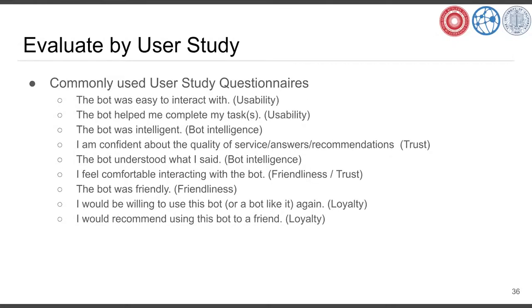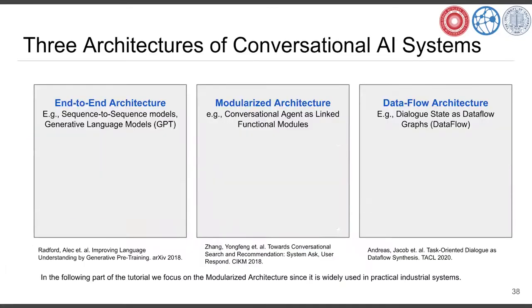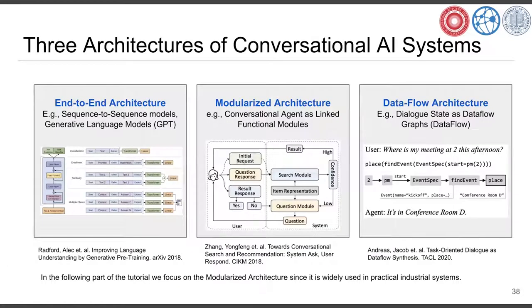Okay, that's the end of the datasets and evaluation. In the next part, Zhuohui will dive into the details of existing works on conversational recommendation systems. Okay, thank you, Yikun. For this part, I will introduce some methods, especially the state of the art methods in existing conversational recommendation. So typically there are three typical conversational AI systems.